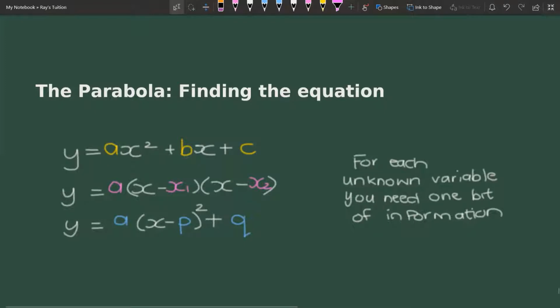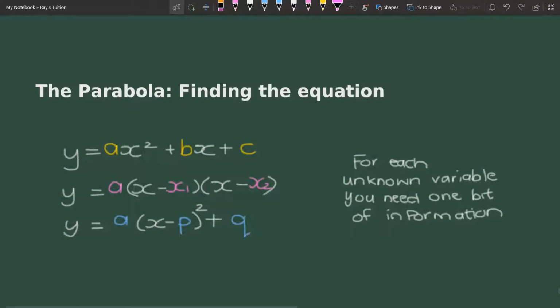Now, if you have watched all of the previous videos, you should be very familiar with the three equations that we have here. The first one, y is equal to ax squared plus bx plus c, is the standard form of the parabola. Y is equal to a times x minus x1 times x minus x2 is the root form of the parabola. And y is equal to a(x minus b) squared plus q is the turning point form of the parabola. Now, highlighted in yellow, pink, and blue respectively are the unknown variables that we need to find the equation in each of the forms.